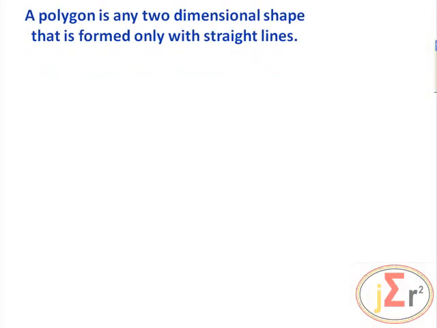A polygon is any two-dimensional shape that is formed only with straight lines. So a polygon is any two-dimensional shape that is formed only with what kind of a line, Jerry? Only straight. And it must be two-dimensional. All lines must be straight. So there we have them.